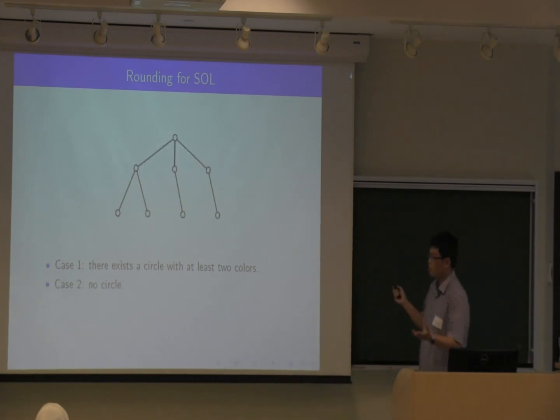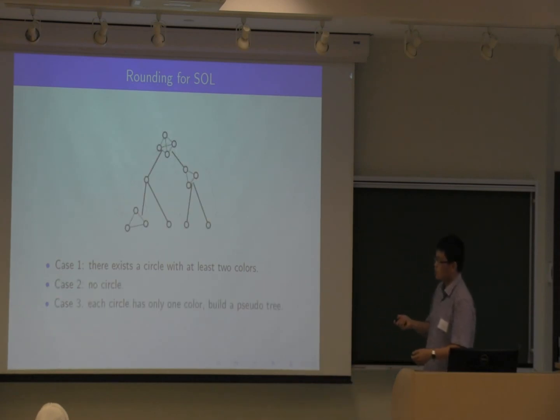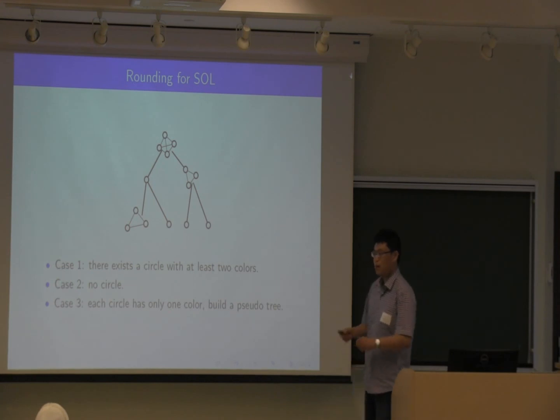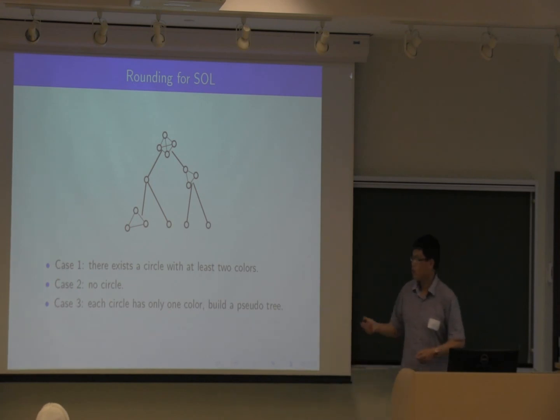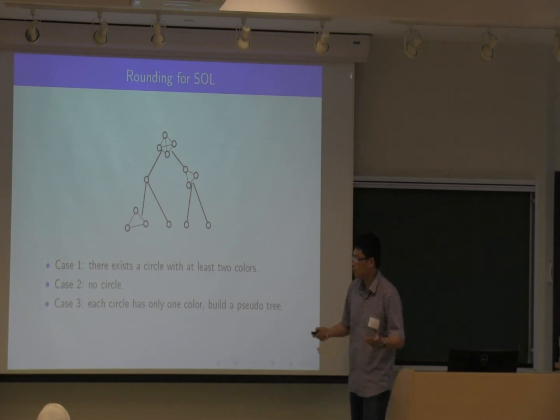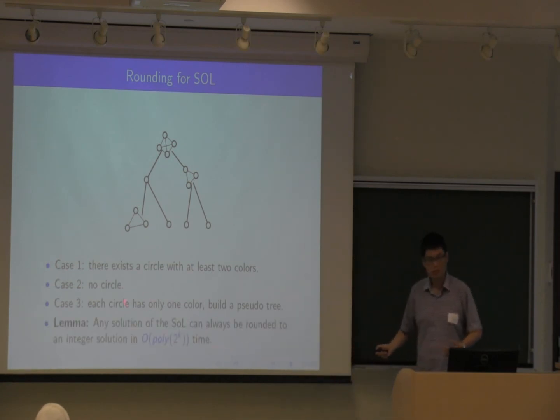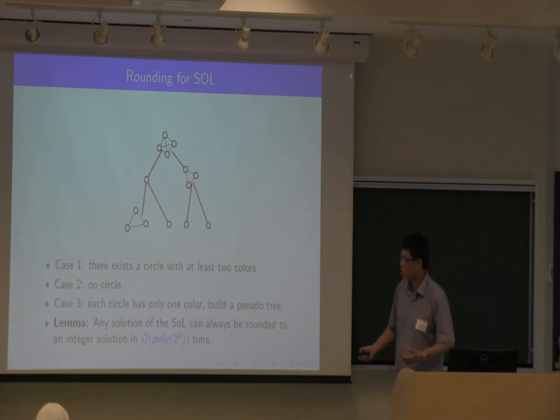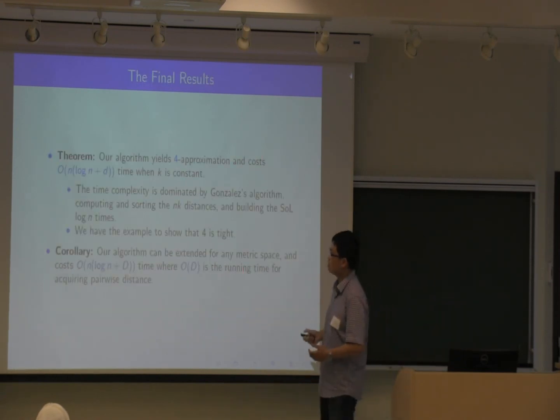For case two, there is no circle, so it's just a tree. For case three, there is a circle, but each circle has only one color, so we can build such a pseudo-tree. That means each node is either a single vertex or a clique with a single color. So eventually we can modify any solution to an integer one with only poly(2^k) time. So this is our final result.